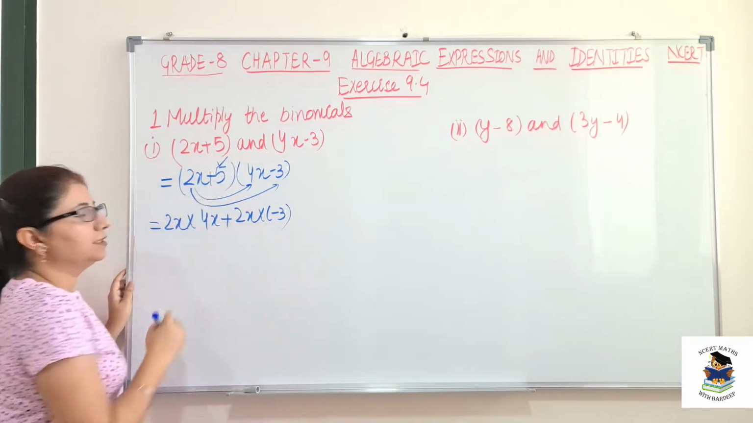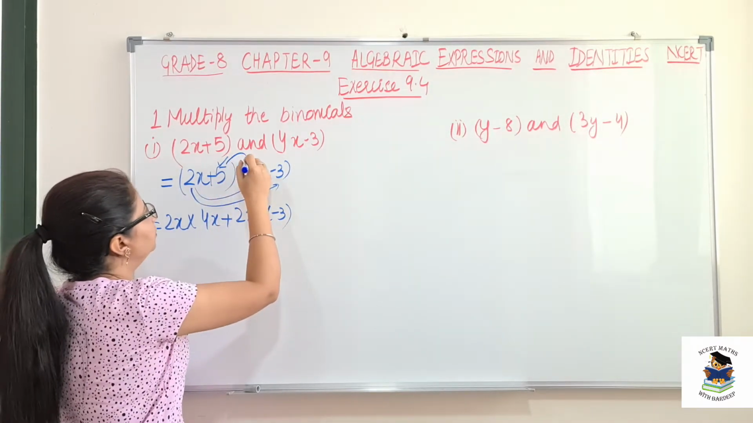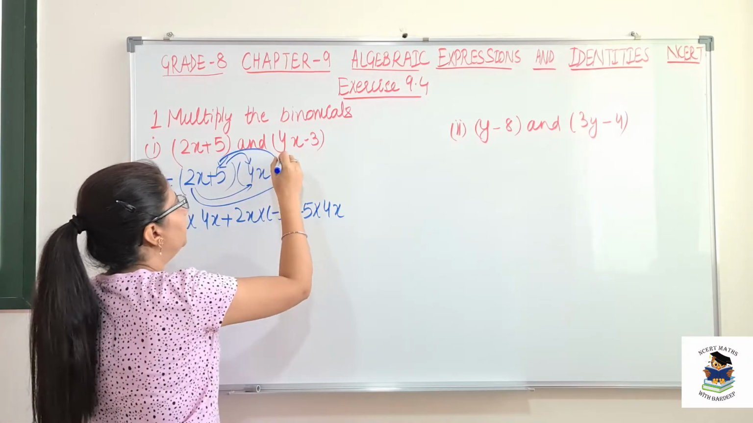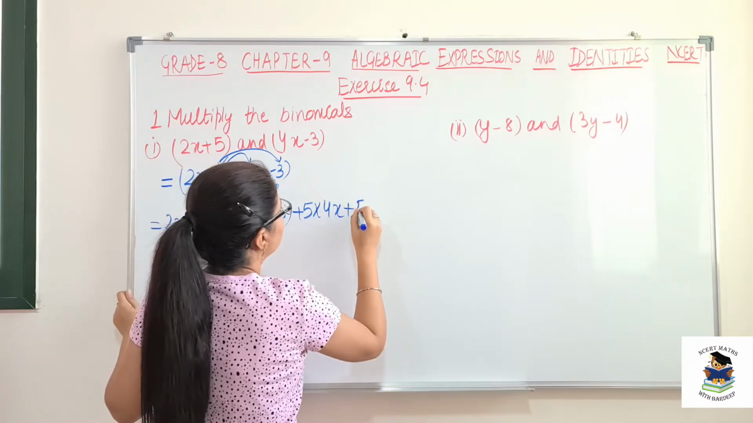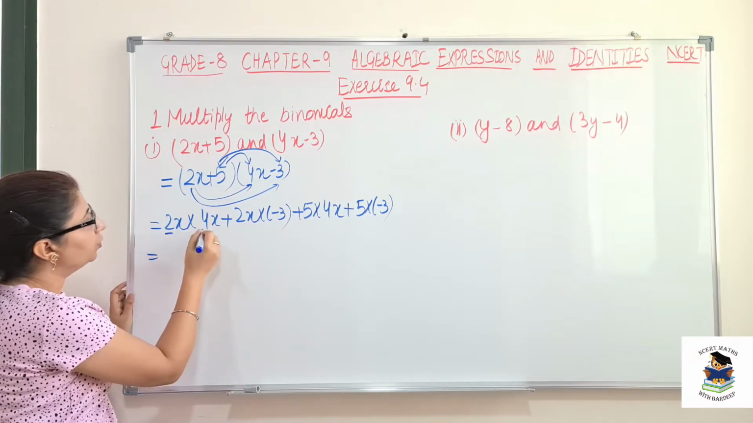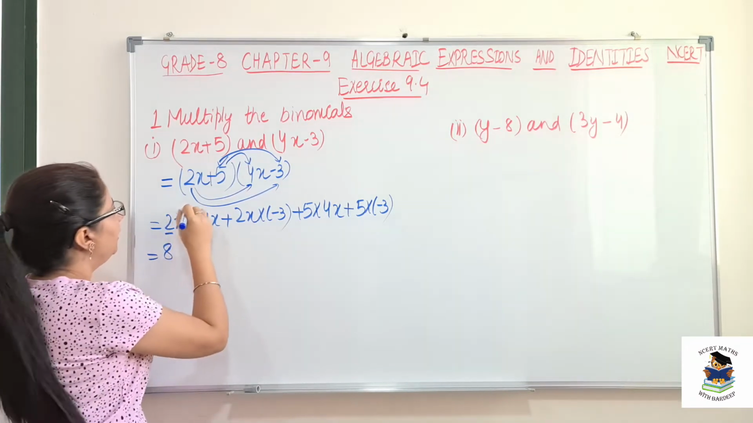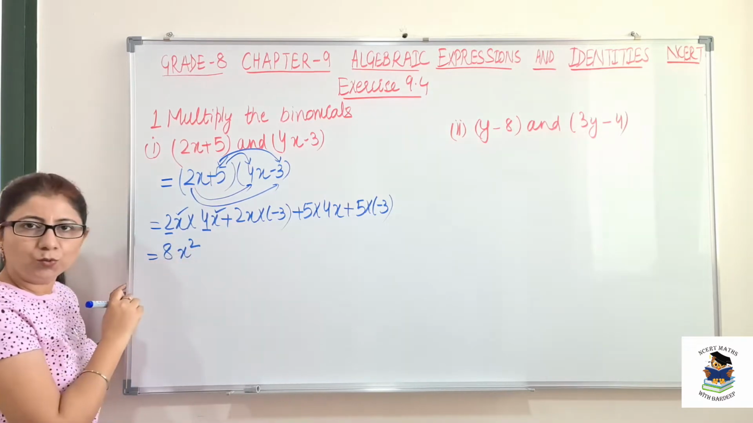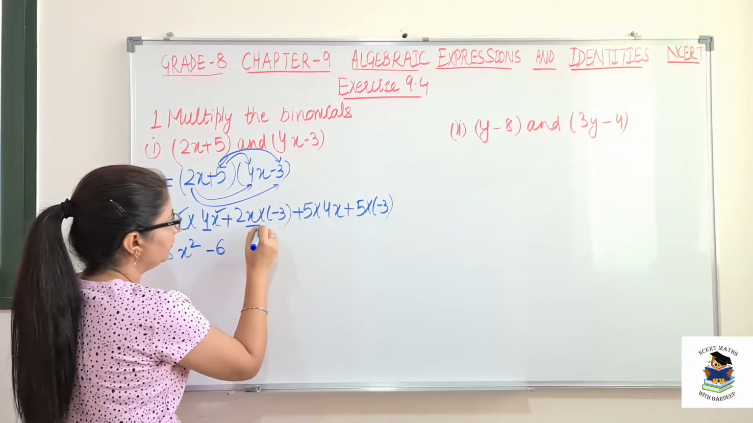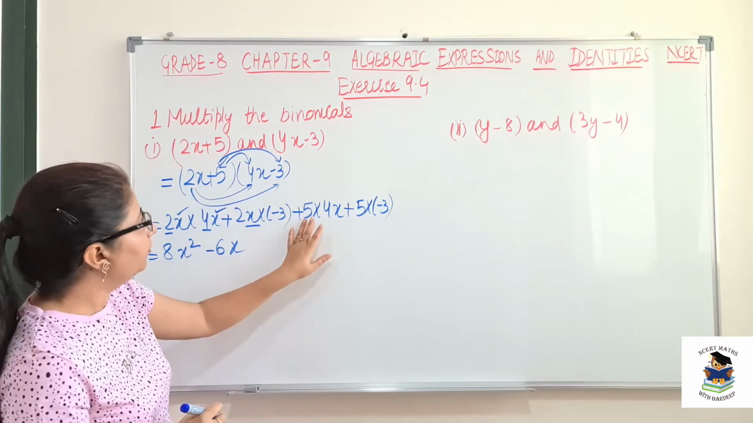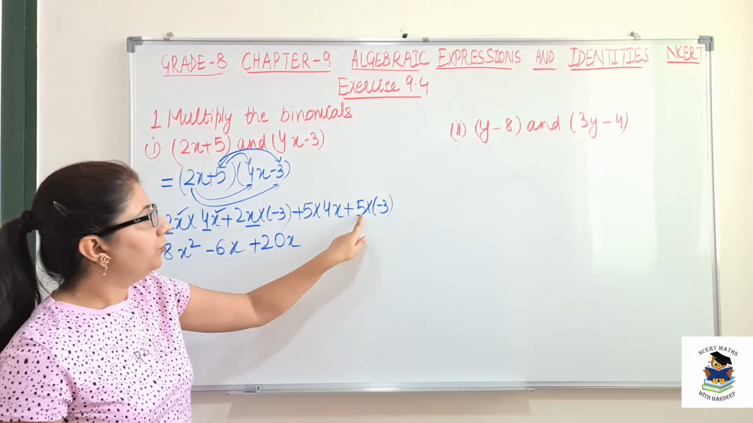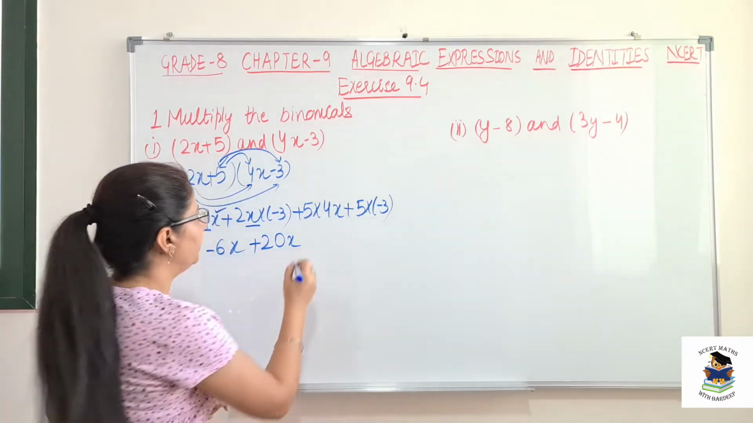So now this 5 will come. So 5 into 4x, and again this 5 will be multiplied with minus 3. So 5 multiplied by minus 3. Now we will solve it. That is 2 into 4 as 8, x into x as x square, right? So 2 into minus 3 will give me minus 6 and only x is there. Again 5 into 4, it's 20x. Now 5 into minus 3 will give me minus 15.